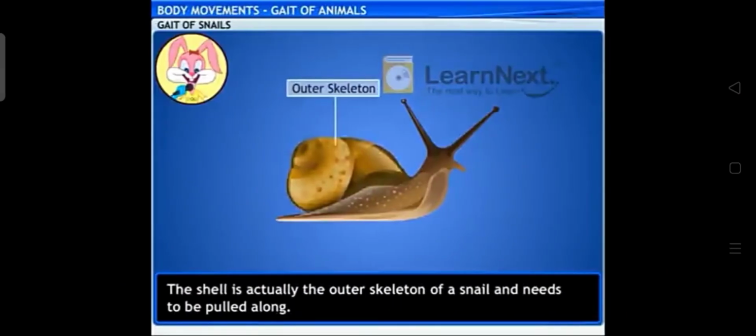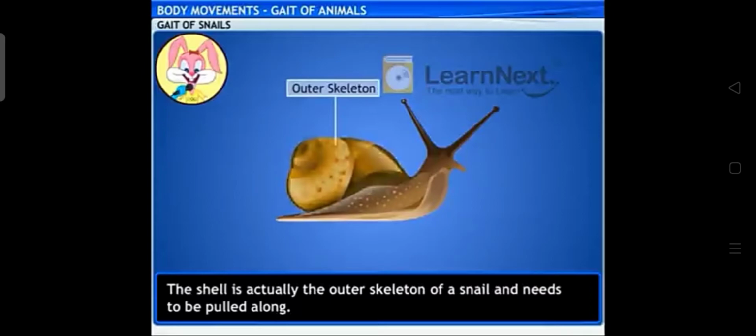Now, let us study about the snails. I think you are very familiar with snails. During some rainy days or any other days, you can see these snails coming, and some days it will make a line on the way it is moving. Have you ever observed it? Yes, very good.